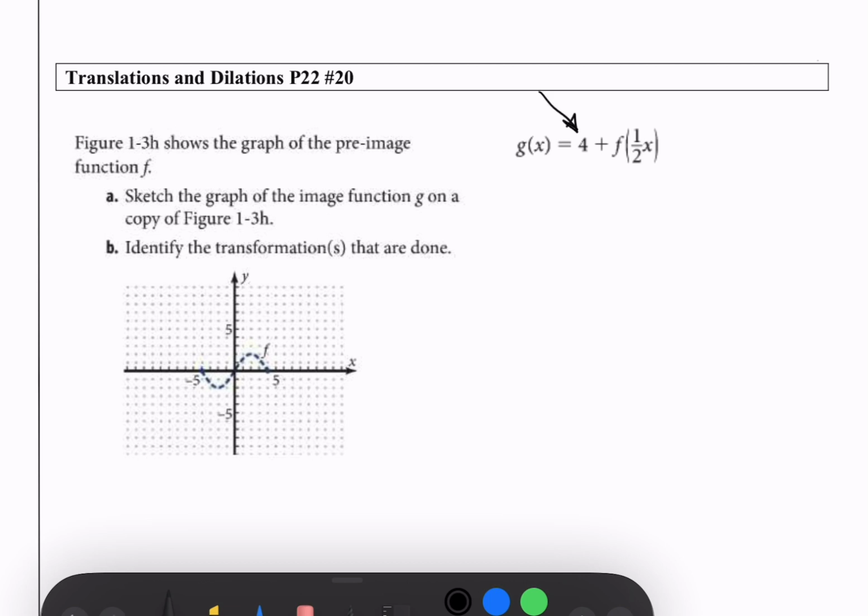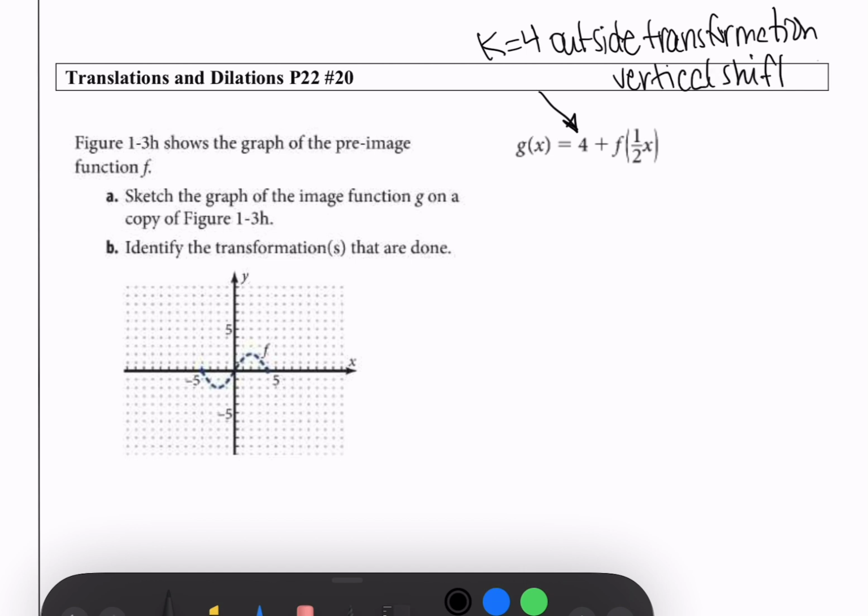I see this 4, and that's like my k. It's an outside transformation. I see that k is 4. This is an outside transformation. And it is a vertical shift up by 4.